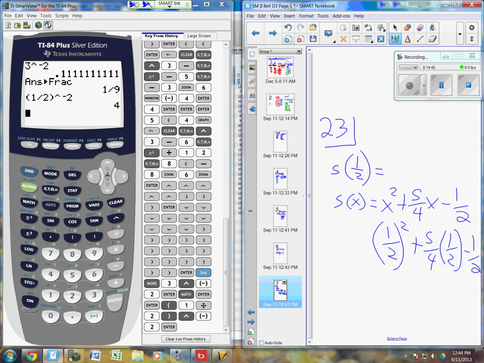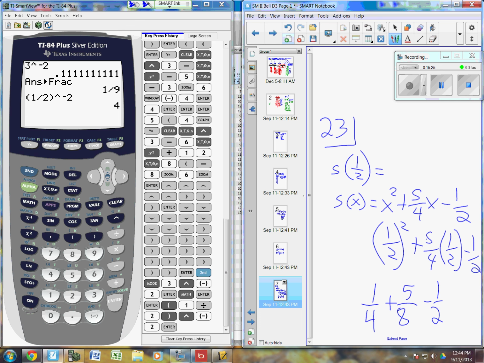What's 1/2 squared? In your head, you guys. It's 1/4. Because I square 1. 1 squared is 1. 2 squared is 4. So I get 1/4. What's 5 fourths times 1/2? It is 5/8 because you go 5 times 1 and 4 times 2. 5/8 minus 1/2. So 1/4 plus 5/8 minus 1/2.